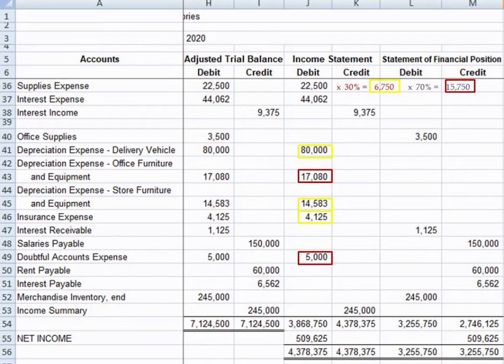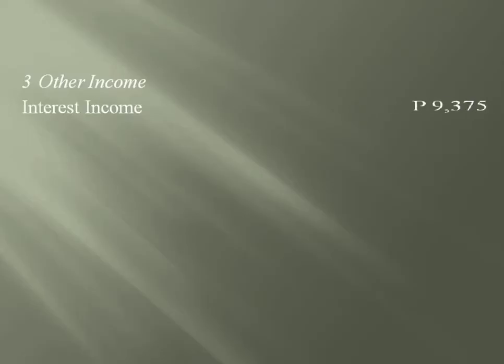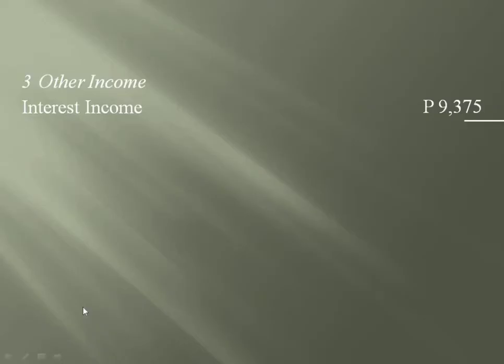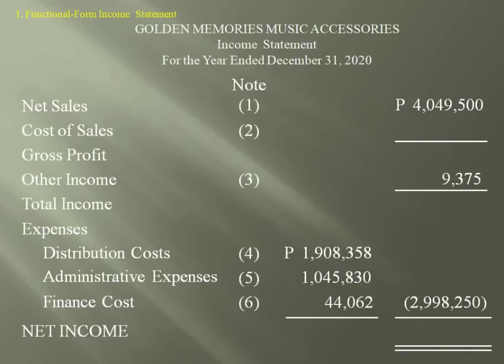What's next after interest expense? Interest income of 9,375. This is classified as other income in note number 3. Is there any other income which we can categorize as other income? Nothing more. So, double rule. This 9,375, and then, forward to the income statement.